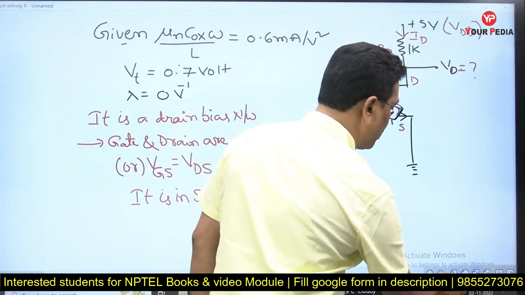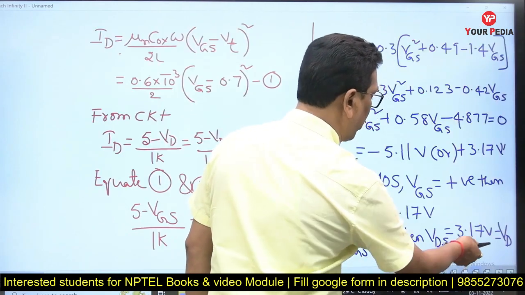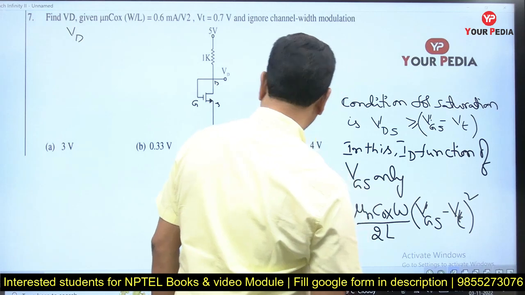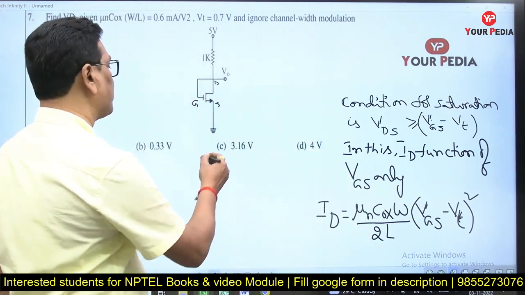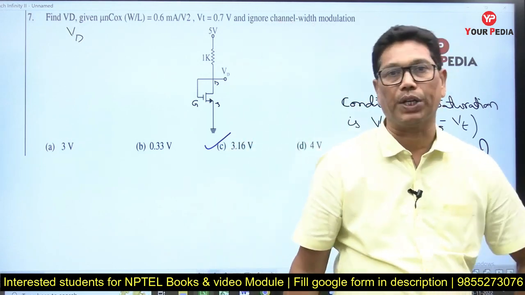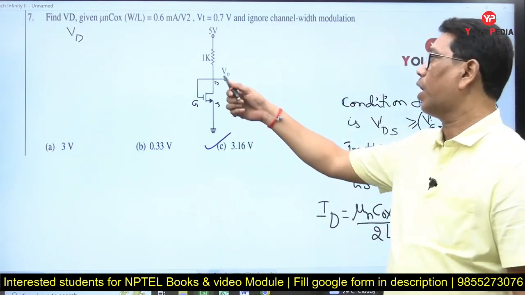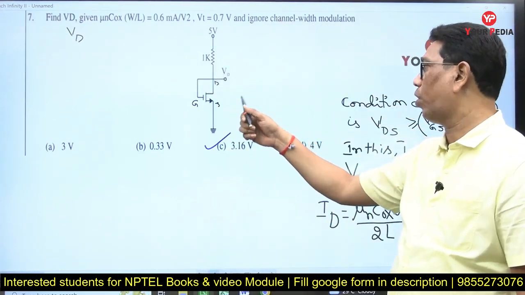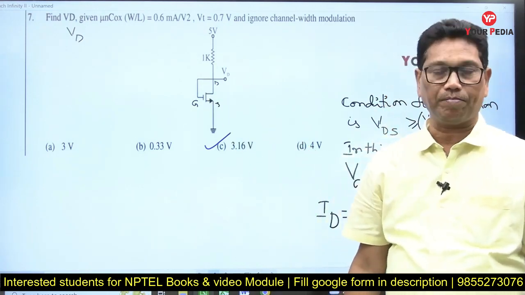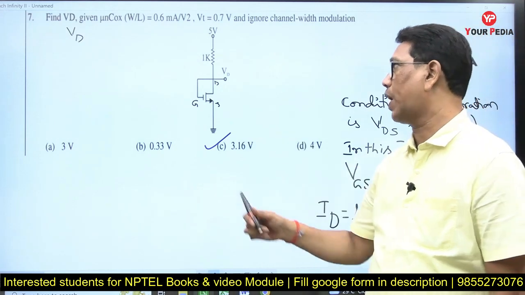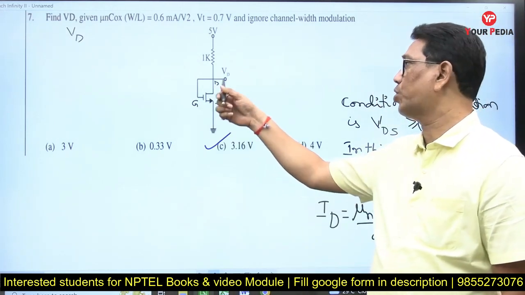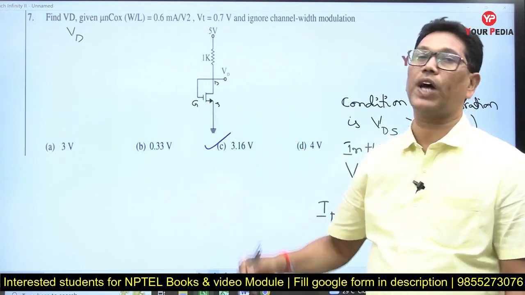Check what value you get. So around 3.17 volt you may get. So if you go for the options, the nearest one is this one. So the answer is 3.16 volt for this question. Confirm now? So he asked the question of drain voltage calculation here. So this is a drain bias circuit of an NMOS transistor. So drain voltage is asked. Already you know that gate and drain are shorted, so the MOSFET must be in saturation mode.